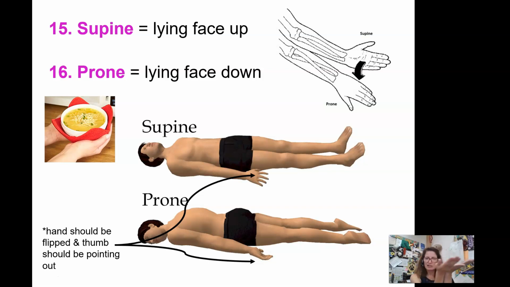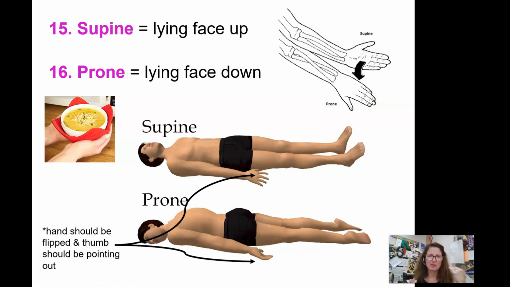So, for example, your hands. Let me see if I can get my hands in here. So my hands are facing up, so the palms are facing up, so they're in the supine position. Or their hands are now facing down, palms are facing down. That is the prone position. You might be wondering why there's this weird little bowl of soup over here. This is how I remember supine versus prone.